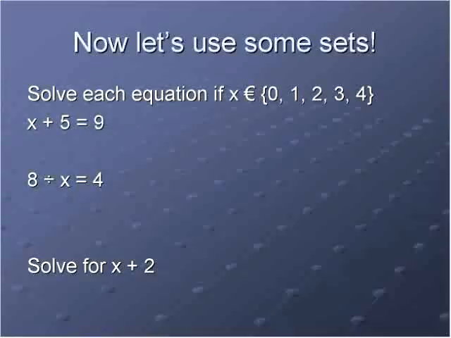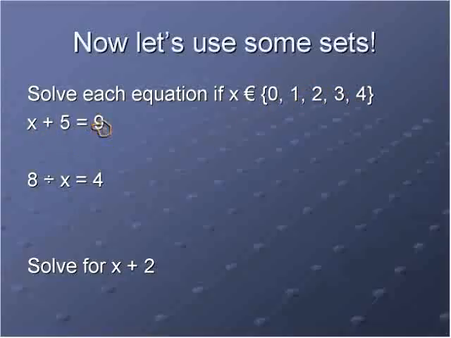Now, let's get practicing using some sets. Sometimes you'll see this symbol or a symbol that looks kind of like this, and all it's saying is x is equal to all these numbers. X is equal to 0, 1, 2, 3, and 4 in this case. So what we're going to do is solve the equation. Here's our equation for the first one: x plus 5 is equal to 9. We know that one of these numbers will solve this equation, so we can start plugging in numbers and try to figure it out.